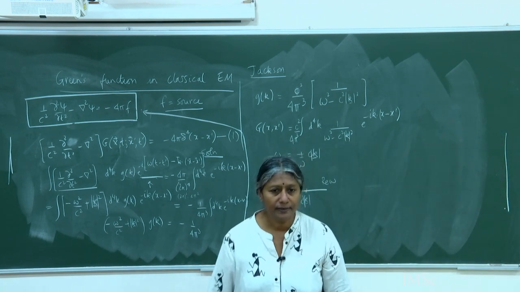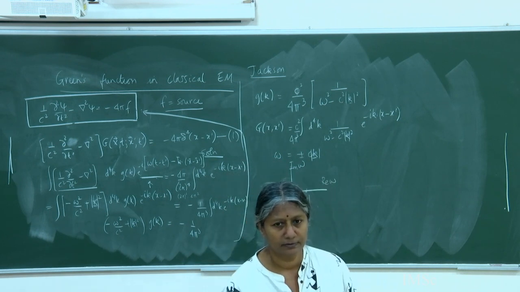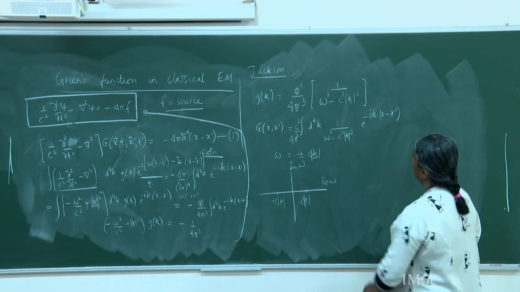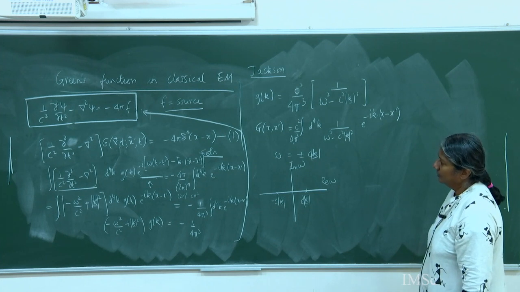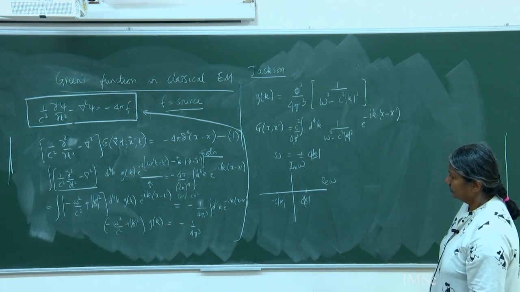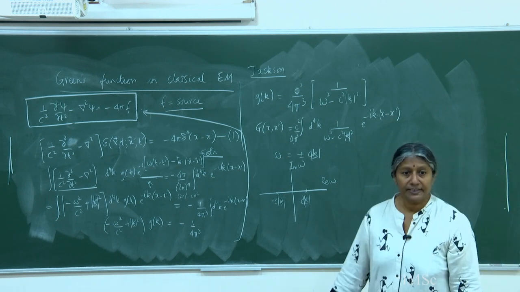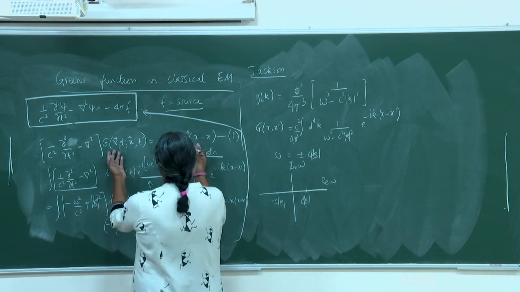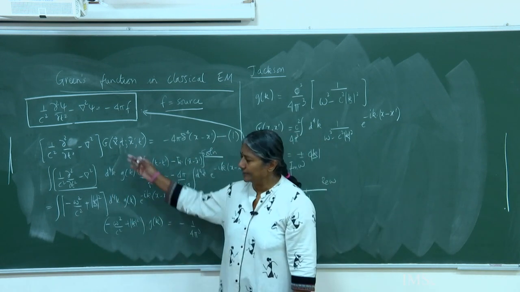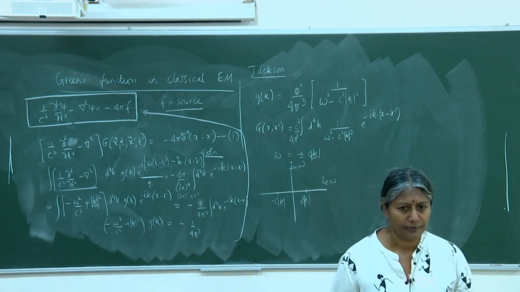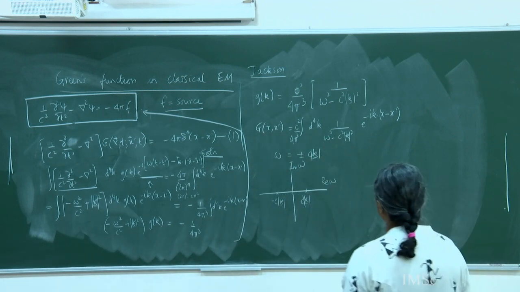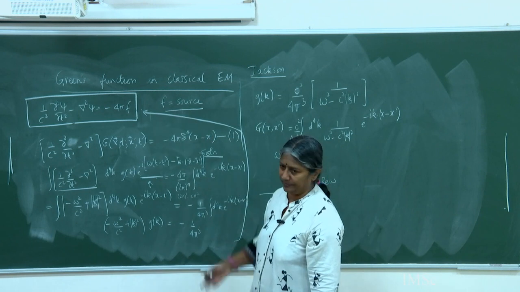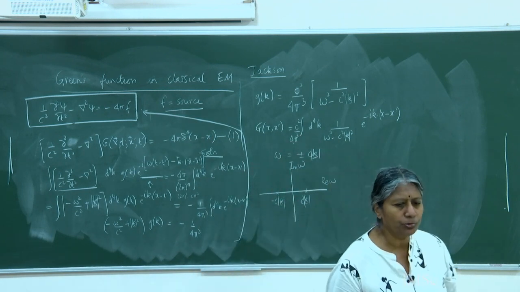Ma'am, when we have written g of x comma x prime as g of k times e to the power minus i k dot (x minus x prime), haven't we implicitly assumed that it will take the form of x minus x prime instead of x comma x prime? Yes, it's a very good question. You can go back and see from here: because the right hand side is a function of x minus x prime alone, the left hand side is also a function of x minus x prime alone. I have implicitly assumed that because of the nature of the right hand side, and that is dictated by the solution itself, because when I substitute, this is what I get.